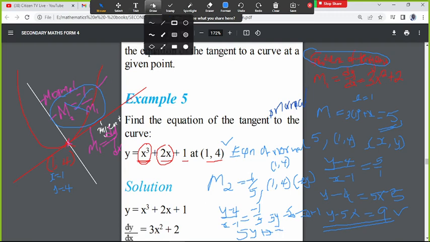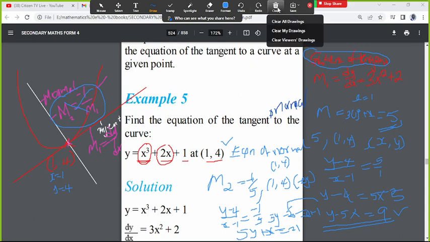So you can move further and express this equation: taking 20 to the other side, it becomes 21. That's the equation of the normal. So where there is a tangent to the curve, there must also exist the normal to that curve. All right, let's go to another example.